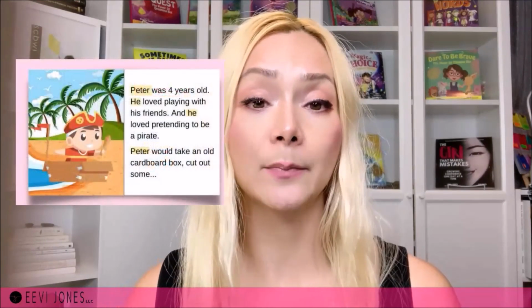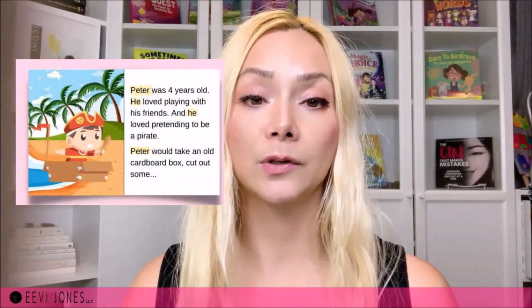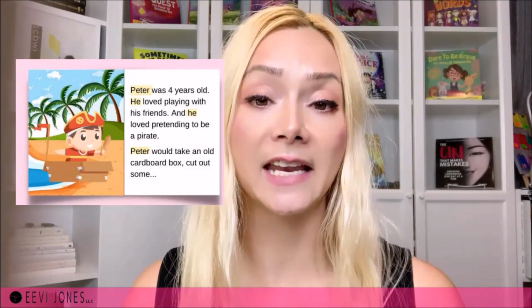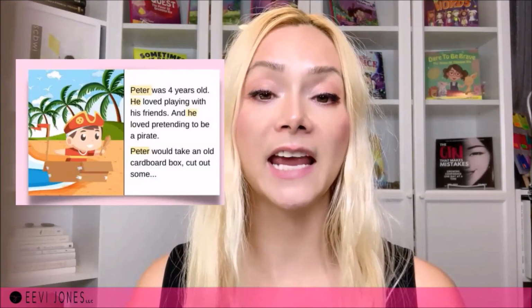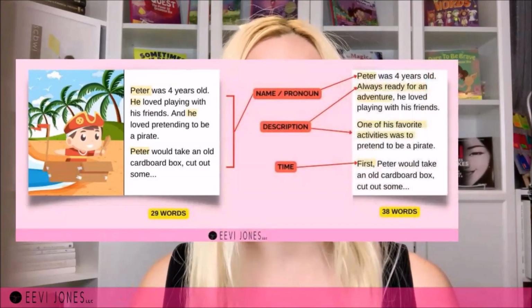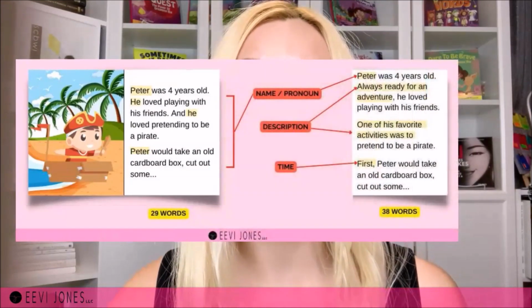In the beginning, we looked at 4 consecutive sentences, all beginning the same way, either using the name or the pronoun of the character. So let's see what these 4 sentences could look like after applying some of these tweaks. Our previous example said, Peter was 4 years old. He loved playing with his friends, and he loved pretending to be a pirate. Peter would take an old cardboard box, cut out some, and so on. Our slightly tweaked version could read something like this.